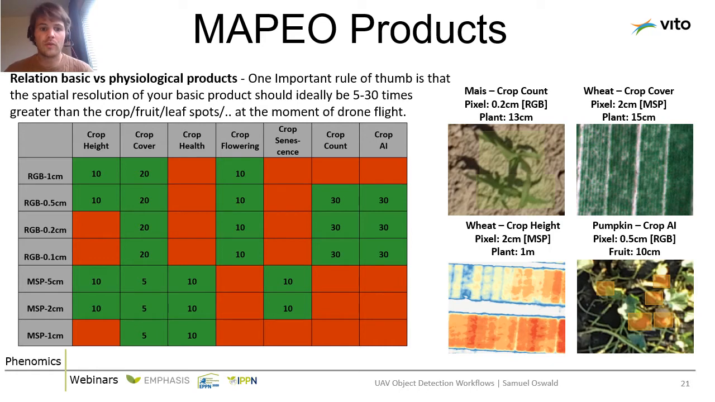And so here you can see some examples of what we found are the ideal camera types and the ideal resolutions for different applications. So this can be for things like crop height, of course, as well as cover, health, and more advanced AI algorithms, which look at crop count or organ count and other things as well.